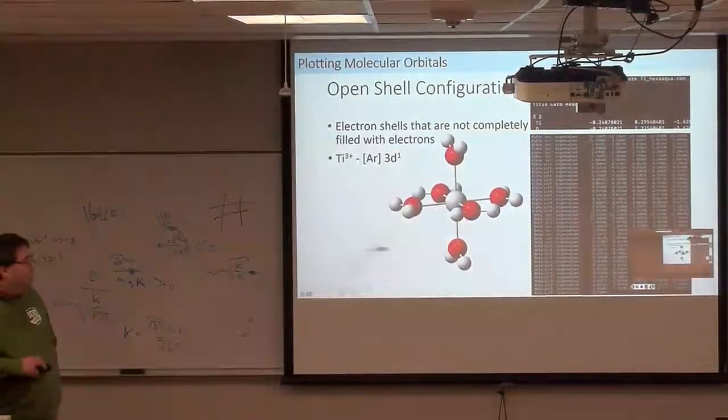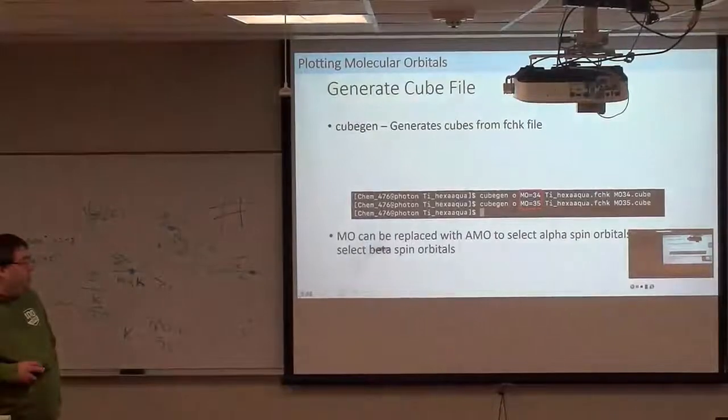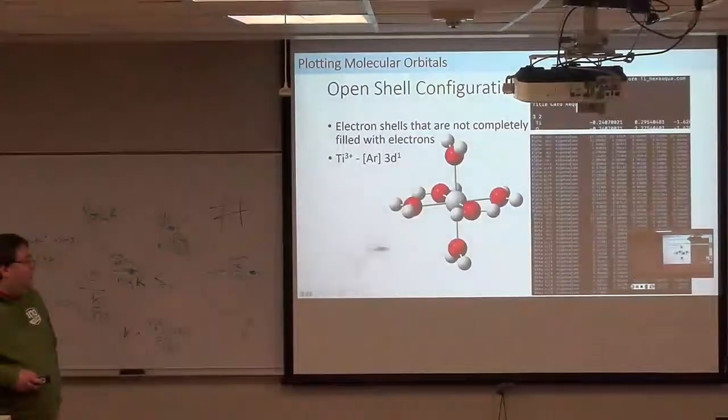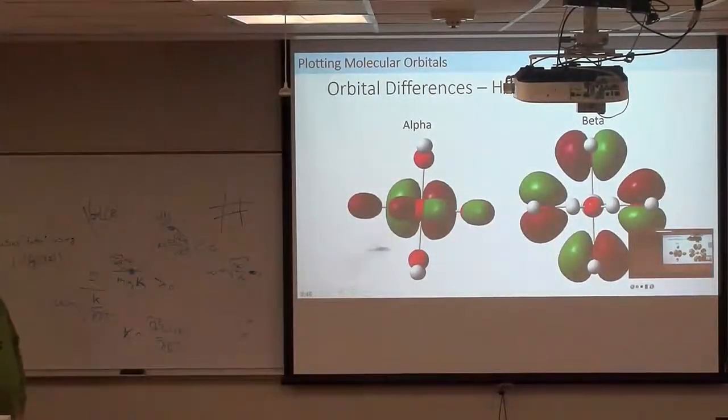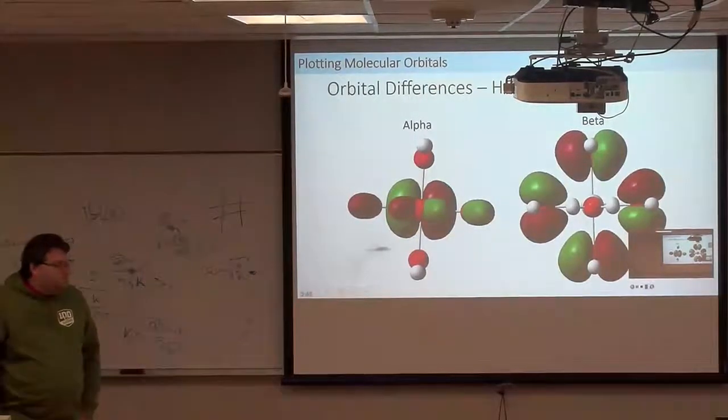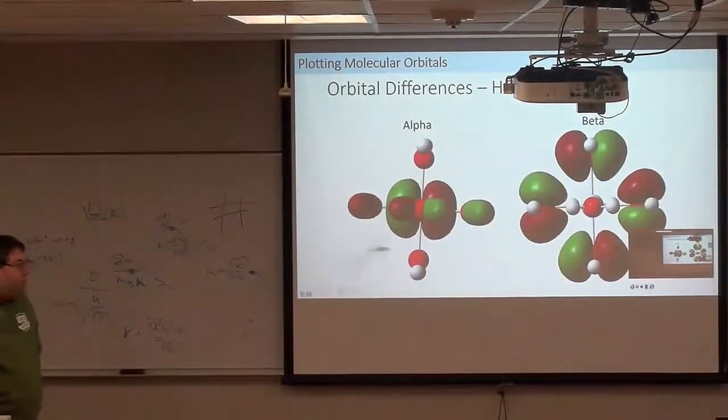So just like we did here, we make CubeGen files, except here we would use AMO and BMO to find them. And then when you actually plot them, they will have differences. These are oriented in the same frame of reference, and you have your alpha molecular orbital and your beta molecular orbital. So it's the same number of orbitals. In this case, the beta was orbital 34, the alpha was orbital 35.